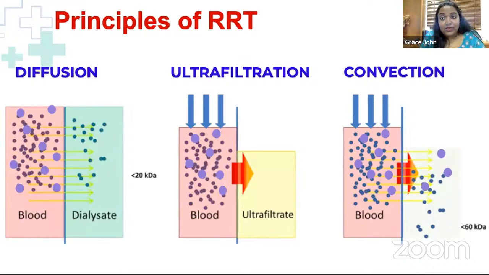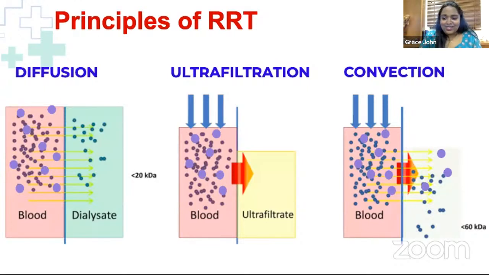But in convection, when you compare with diffusion, some of the large molecules also pass. Not everything, but some of the large molecules will, because of the pressure, go from the high concentration to the low concentration. So if you understand this concept behind RRT, things become so much easier.